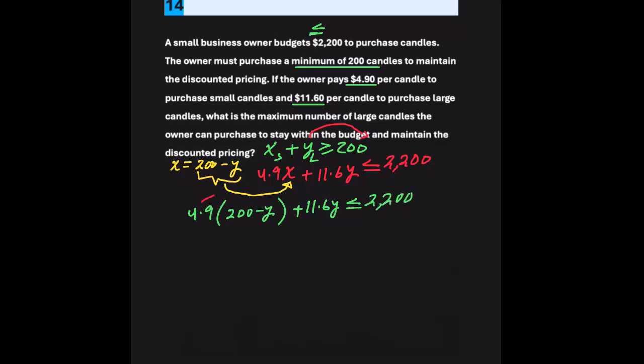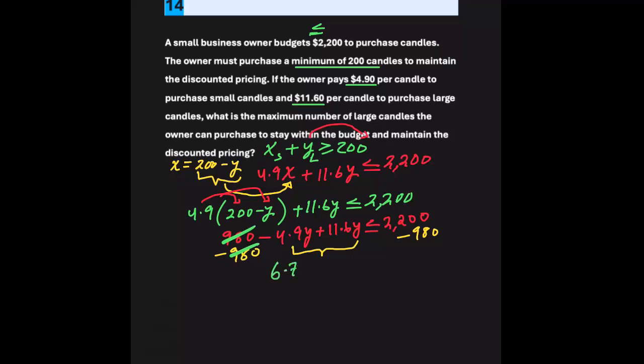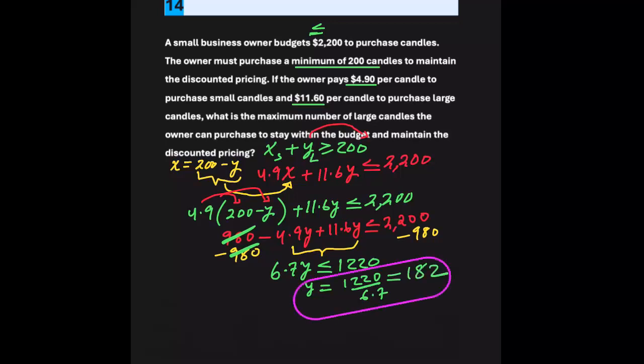And we're going to distribute this into here and here. So 4.9 times 200 is 980 minus 4.9y plus 11.6y is equal or less than 2,200. We're going to subtract 980 on both sides, and we're going to add these two. This and this cancel out. 11.6 minus 4.9 is 6.7y is equal or less than 1220. And finally, y is equal to 1220 divided by 6.7, which is equal to 182. So the maximum number of large candles the owner can purchase is 182.